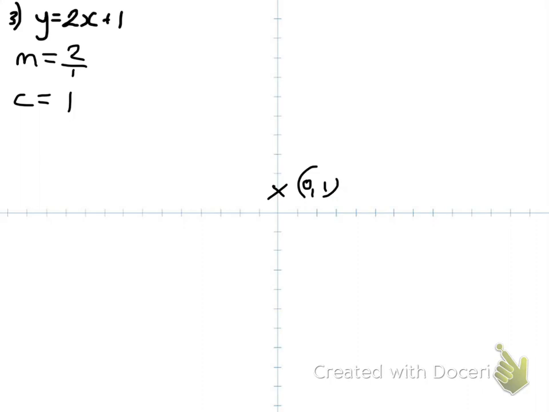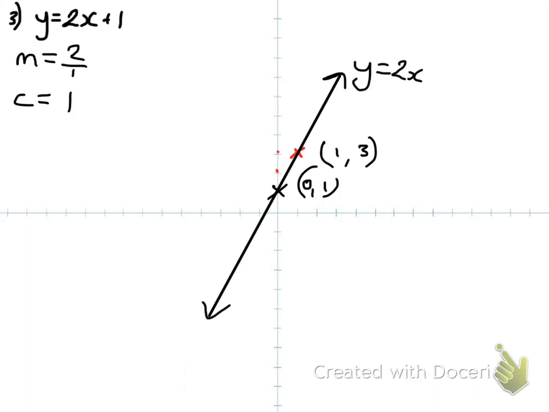Next, use my gradient. So from that point, I'm going to go up 1, 2, across 1, and there would be my second point, which we know now to be 1 and positive 3, because I've gone across 1 from 0 and up 2 from a height of 1. I then get my ruler and I try and draw a beautifully straight line, arrows on the ends, label the equation, y equals 2x plus 1.